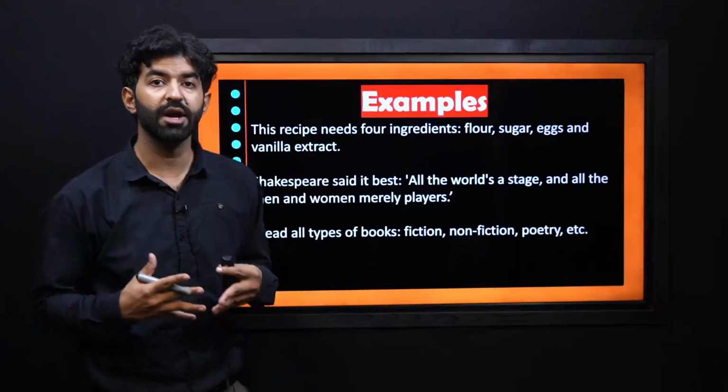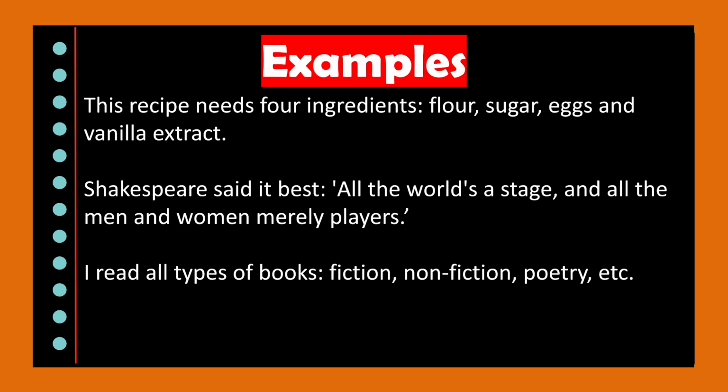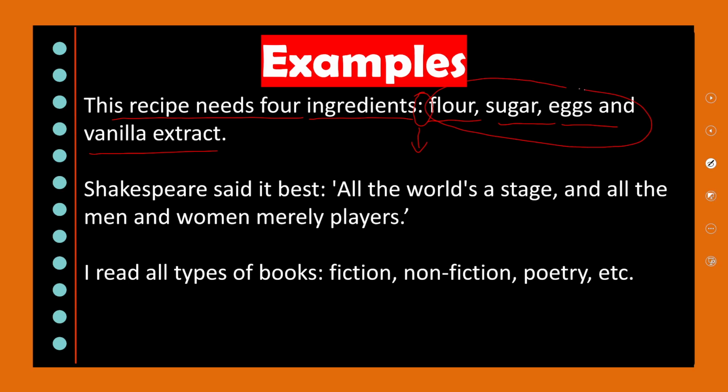Now let's look at some examples combined in one slide. This recipe needs 4 ingredients: flour, sugar, eggs, and vanilla extract. Now you know that we are explaining things, we are giving a list and we are mentioning things. So we are using our colon over here. And this part of the sentence is connected with this first part. So the colon usage is justified.